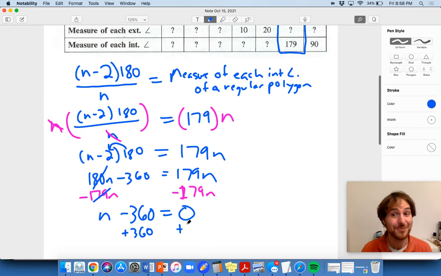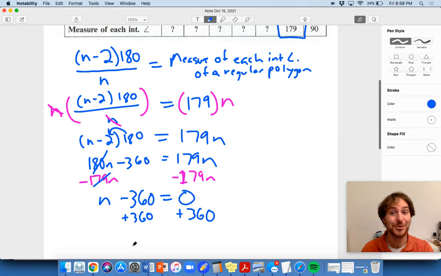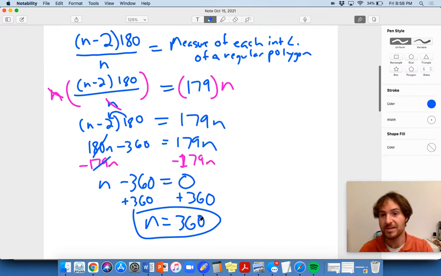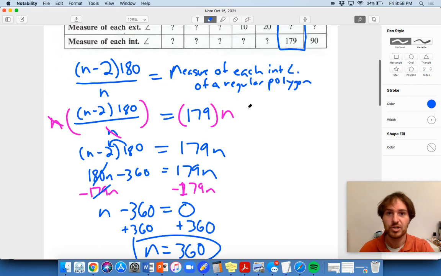This regular polygon has a lot of sides, 360 sides. n equals 360, and that answer makes sense for this one. It's kind of weird, like 360, that's the amount of degrees we have in the exterior angles, for instance. We'll check it out here.